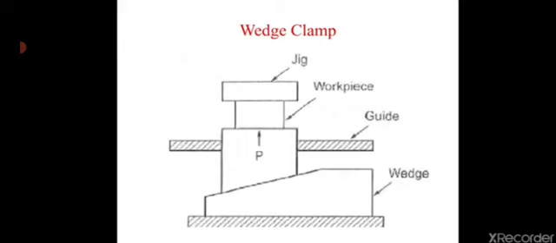Next type of clamp is wedge clamp. It consists of a movable wedge that forces the workpiece against a fixed stop. The wedge has an angle of 1 degree to 4 degrees for self-locking. Horizontal movement of the wedge produces a vertical clamping force on the workpiece.